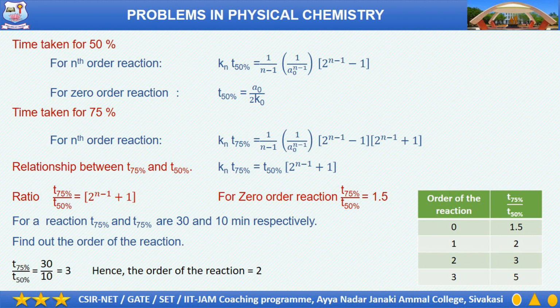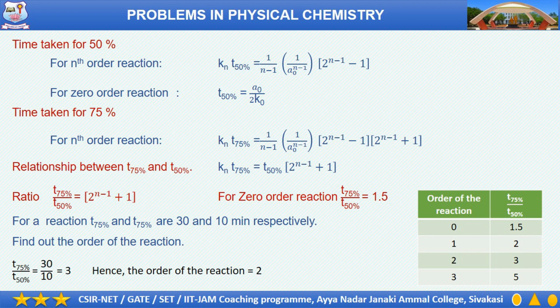Therefore, if you know this ready reckoner by heart, then there is no necessity of doing calculation. Just find out the ratio of these two life periods, and immediately you will come to the conclusion what would be the order of the reaction.